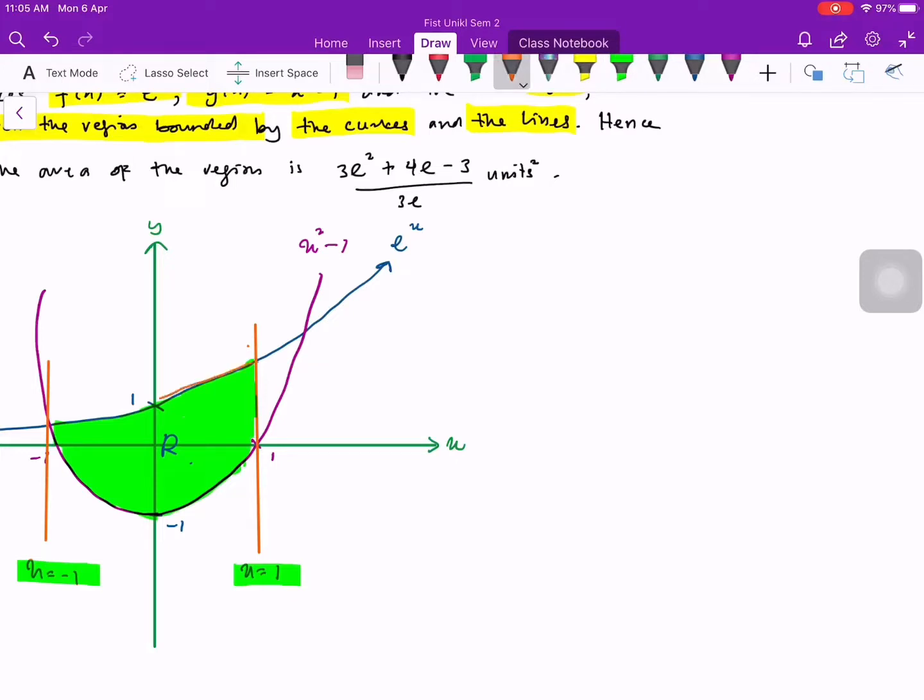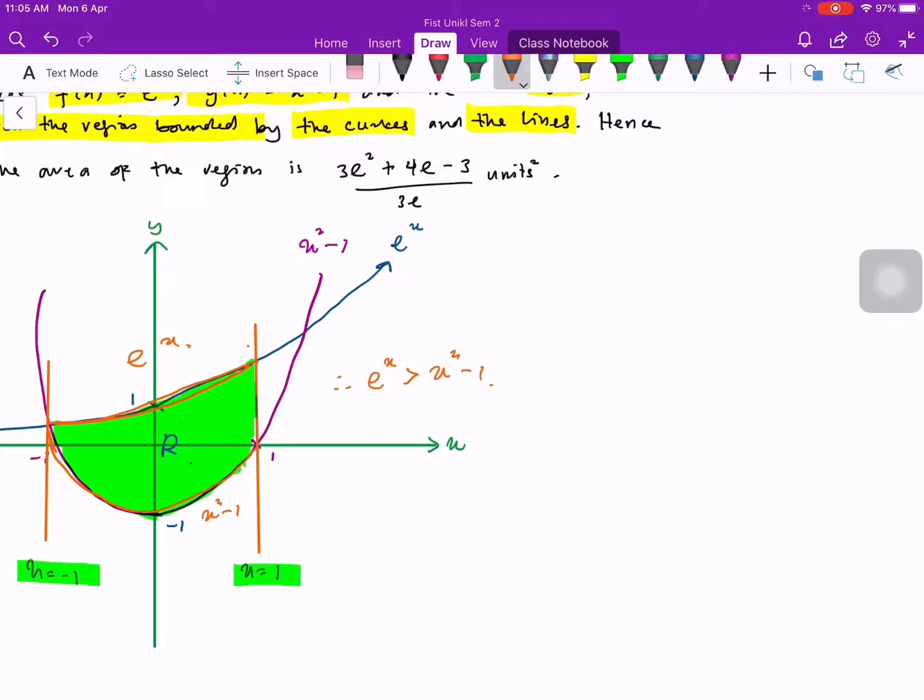So before that, we have to notice that the one above is the function e to the power of x, and the one below here is the function x squared minus 1. So therefore we can say that e to the power of x is greater than x squared minus 1 from the graph. Or we can say above minus below.